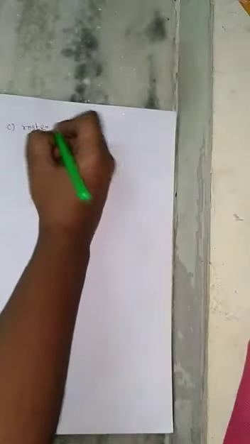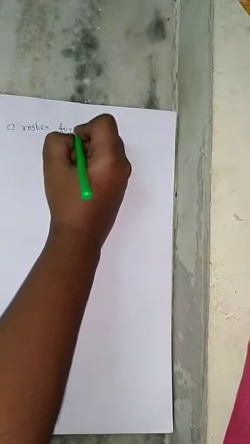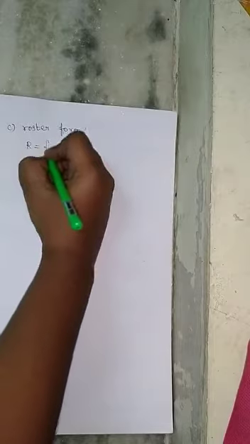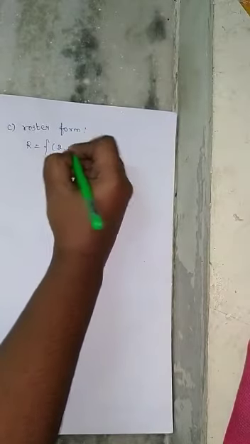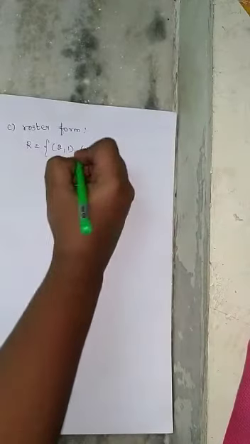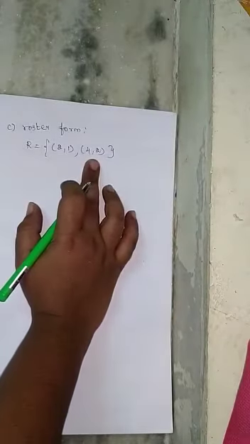Next, what they given here? Last one is roster form. How can we write in roster form? What are the relationships that are possible? (2, 1) and (4, 2) are only mapped. So we can write it in the form of roster form.